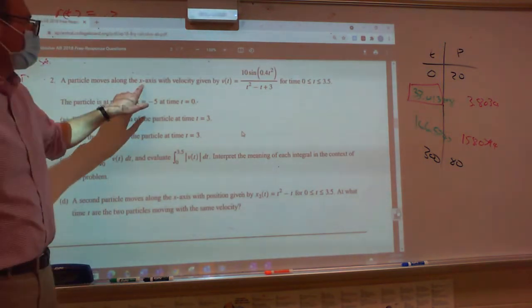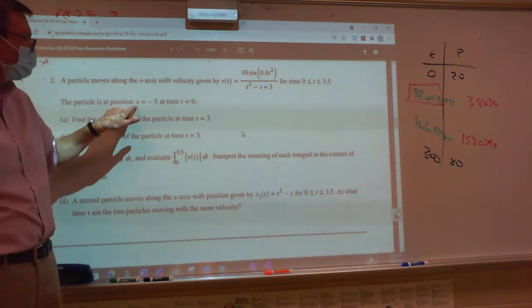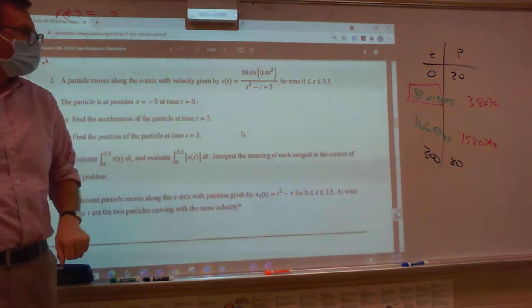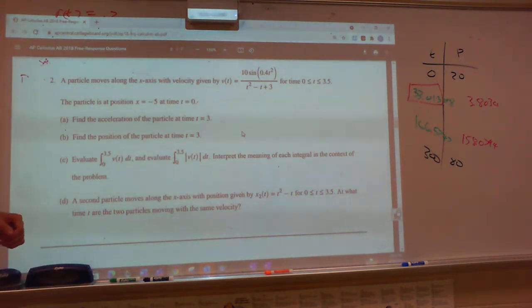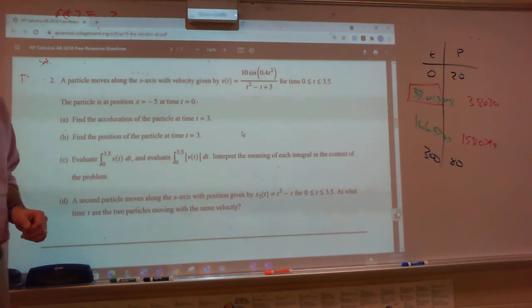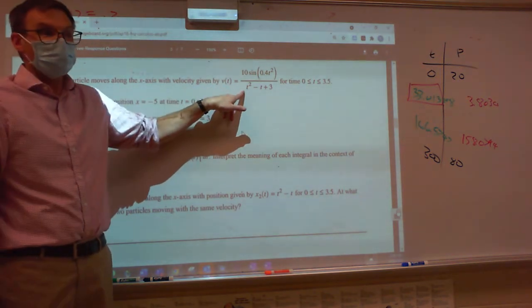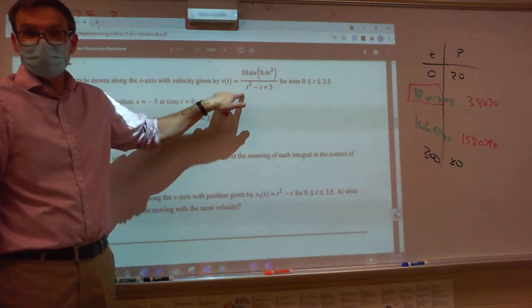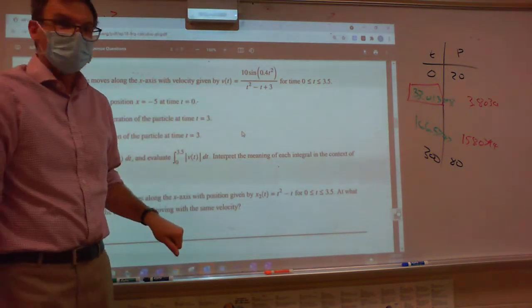Particle moves along the x-axis given this velocity, and the particle is at position -5 at time 0. Find the acceleration of the particle at t equals 3. What do you do? Take the derivative, all right? So you stuck this in y1, right? Does everybody know if this is in y1 how to use your calculator to find the derivative at a certain value? Second calc, dy dx.